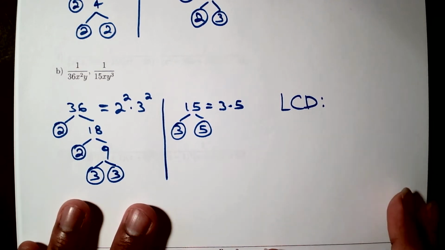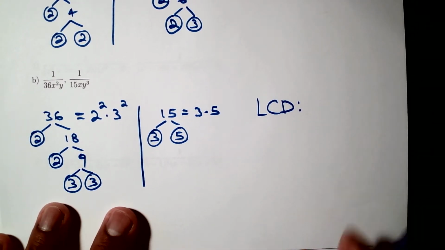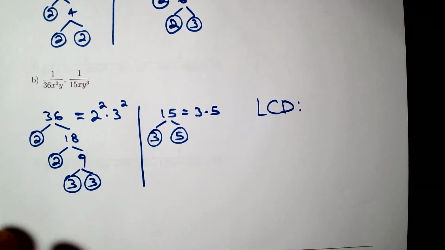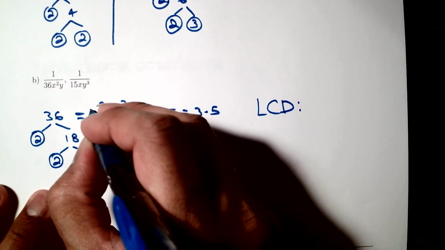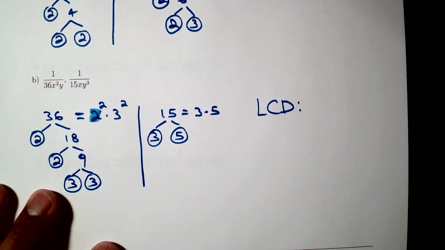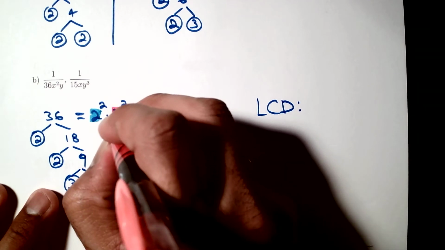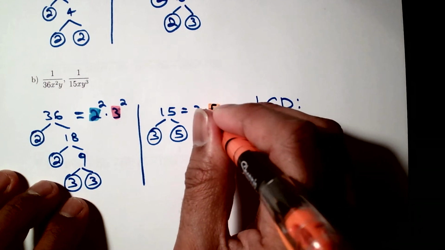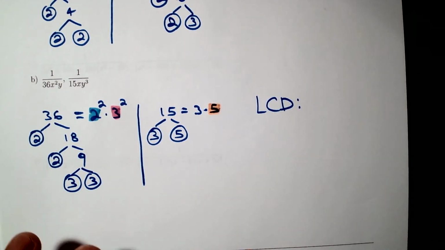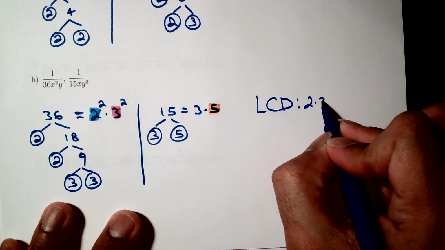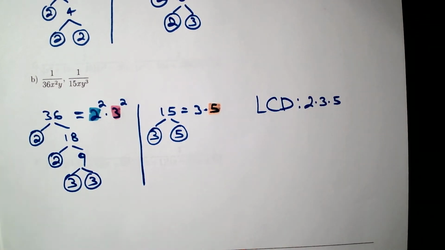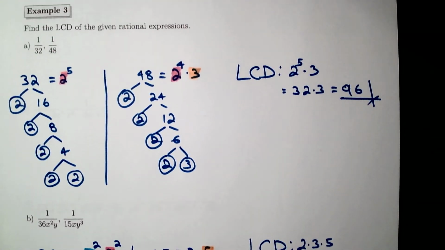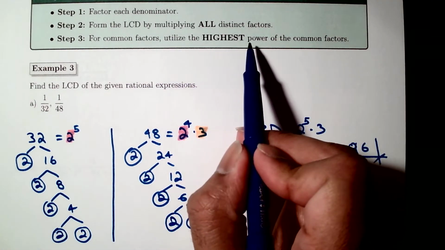For the numbers, we are going to multiply all distinct factors. So the distinct factors: one of them is the factor of 2, another distinct factor is the number 3, and another distinct factor is the number 5. So 2, 3, and 5 are the distinct factors, but we are going to utilize the highest power of each.